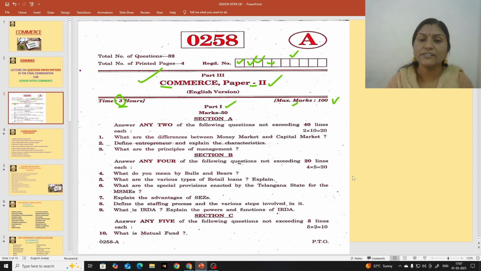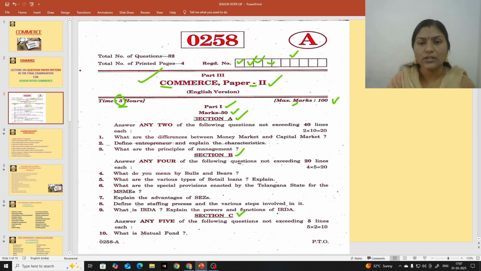The weightage of part 1 is 50 marks. You will get 50 marks from the commerce textbook, and you are going to write all theory questions. Here you have 3 sections: section A, section B, section C. These 3 sections are related to commerce, with a 10 marks bit, a 5 marks bit and a 2 marks bit. Let us discuss all those.